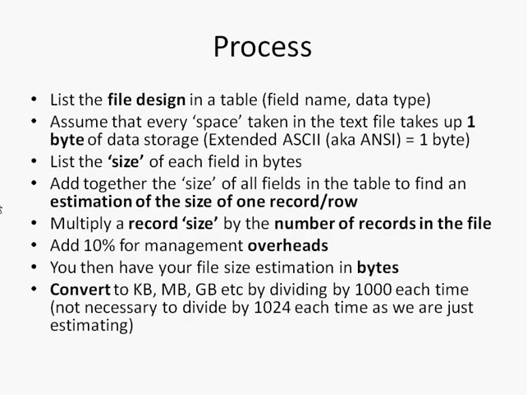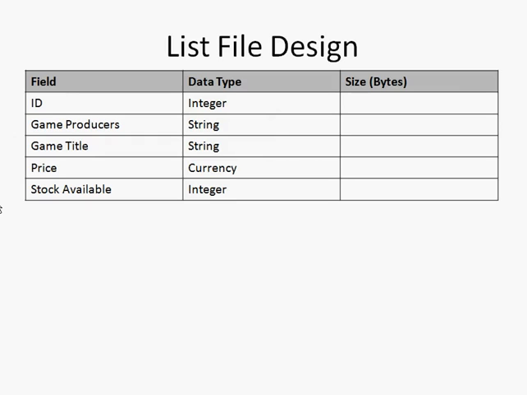To convert that into kilobytes or megabytes or gigabytes or whatever, you divide by 1000 each time. So if we're going to convert bytes into kilobytes, we divide by 1000. If we then wanted to convert that into megabytes, we'd divide by a further 1000. Not necessary to divide by 1024 each time, as we are just estimating. So let's have a look at an example.